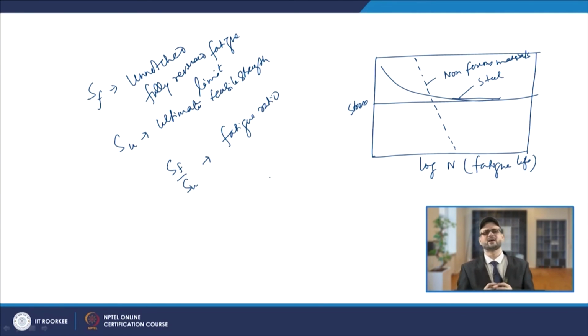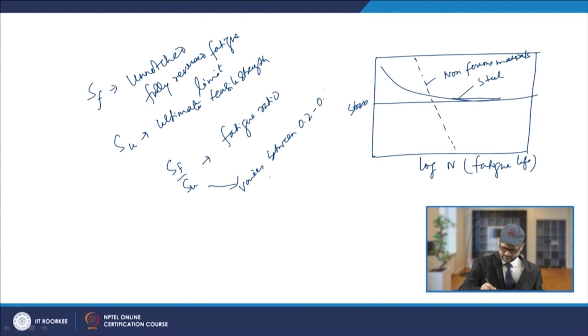Now most of the data which is found, for any material you can have the data for SF and also for SU, and when you calculate this ratio, it is known as the fatigue ratio. In most cases this varies between 0.2 to 0.65.